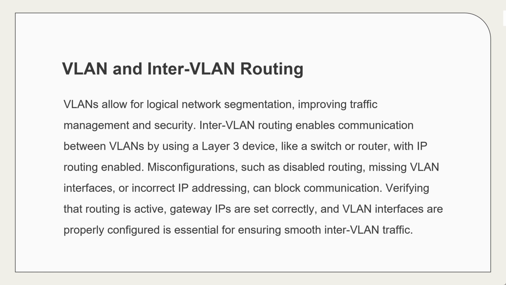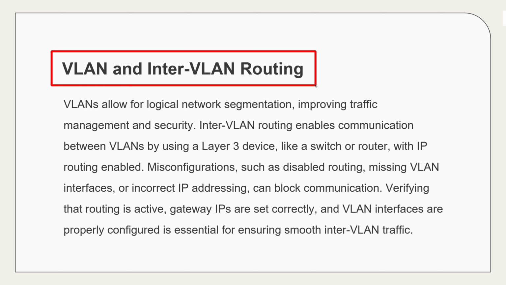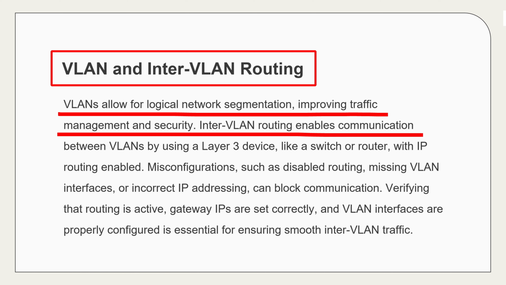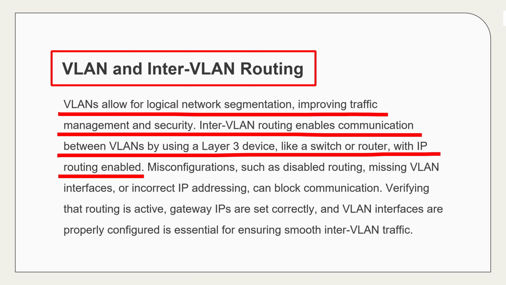The knowledge points of this question are: inter-VLAN routing configuration. VLANs separate traffic, but devices in different VLANs need inter-VLAN routing to communicate. Make sure IP routing is enabled and VLAN interfaces are set up with the correct IPs and gateways. Without this, communication won't work.